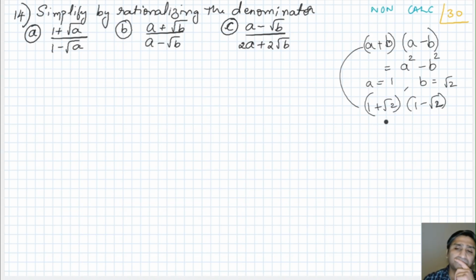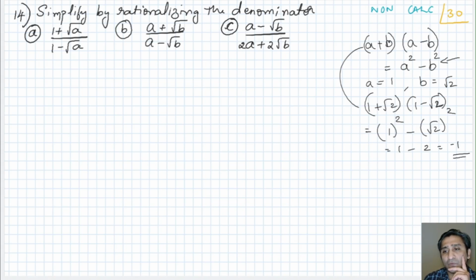Now when I multiply this, according to the formula it is a squared minus b squared. So a is 1 squared and b is root 2 whole squared. So that's 1 minus 2, that's minus 1. Therefore we do not have anything which has a root in it, and that's exactly what we wanted. If this were the denominator, then we could apply this method to get rid of the surd form, or the root form.